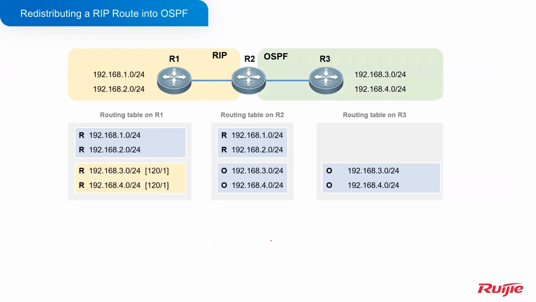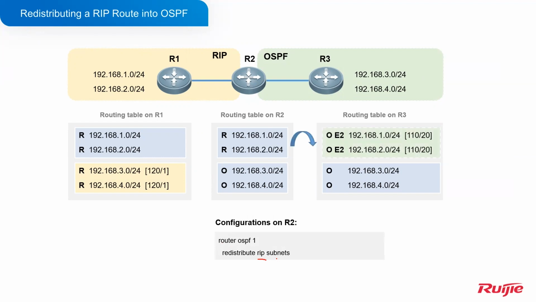And except that, we should redistribute RIP into OSPF. So router ospf 1, redistribute rip subnets. In this case, RIP routes have been redistributed into OSPF, and they will become OSPF routes. Okay, OSPF routes.